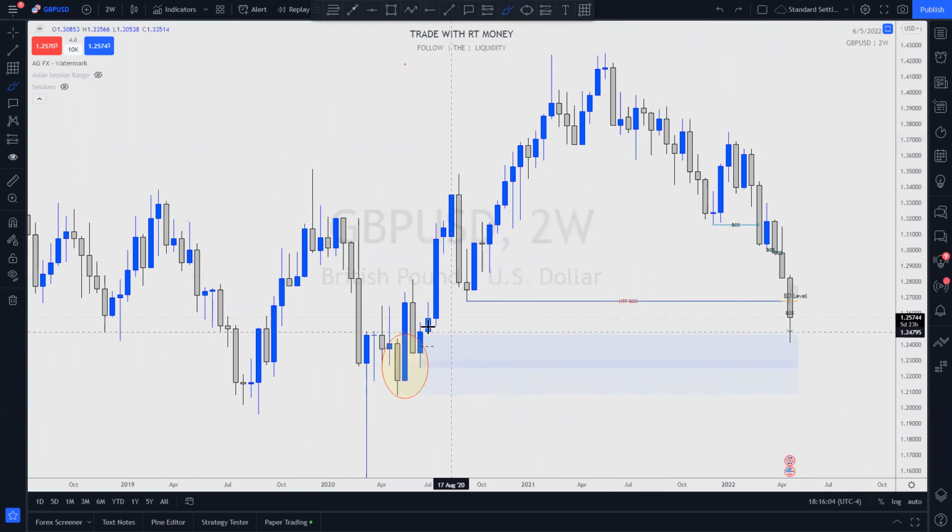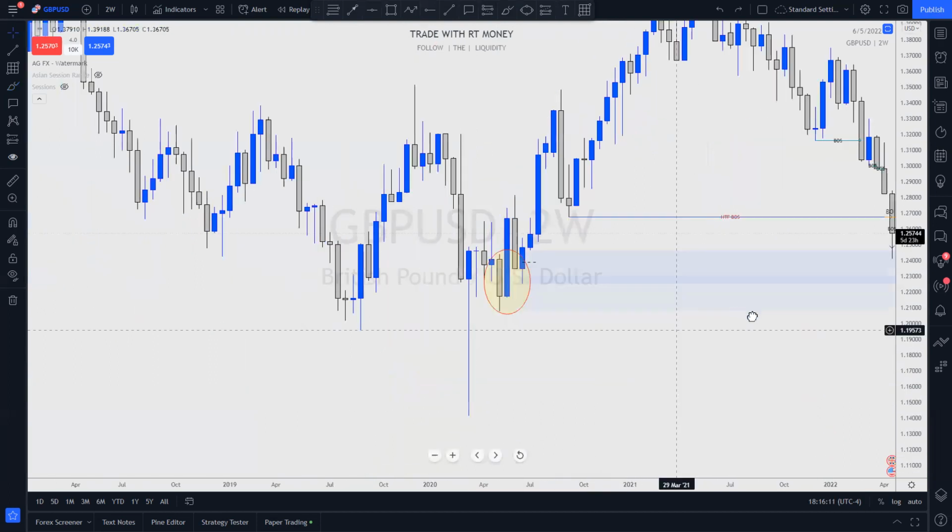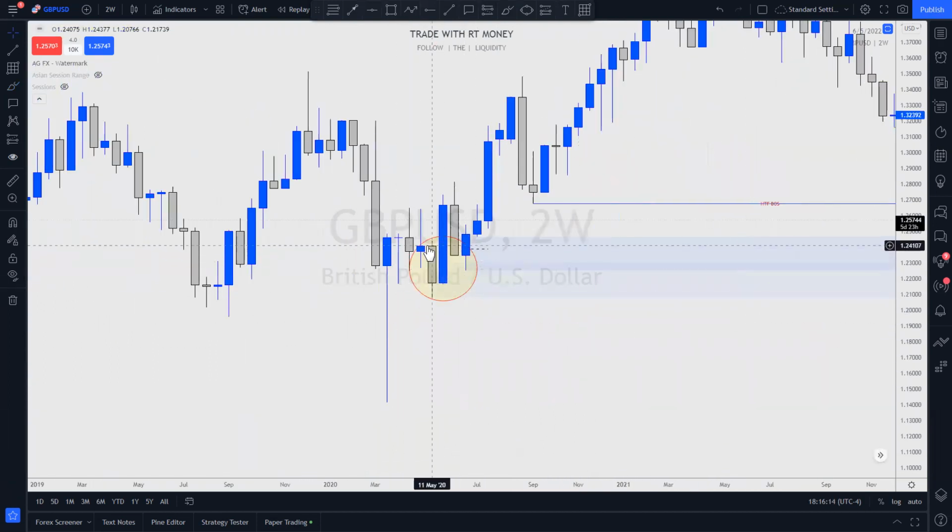Here we are at another demand. The question becomes, are we going to do the same? Why do I have this circle? Because on the 2-week, look at the configuration. We have the down candle, and you see this big rejection to the upside. And then we dithered here a little bit, collecting orders, which is what market makers were doing, building orders, accumulating. And you can see that it formed a bullish engulfer.